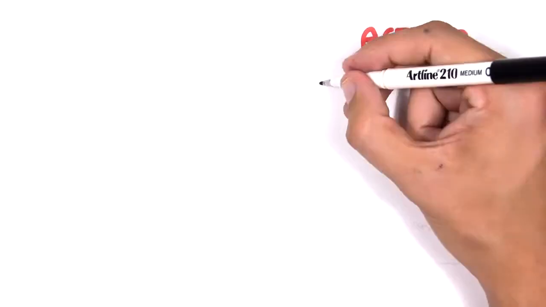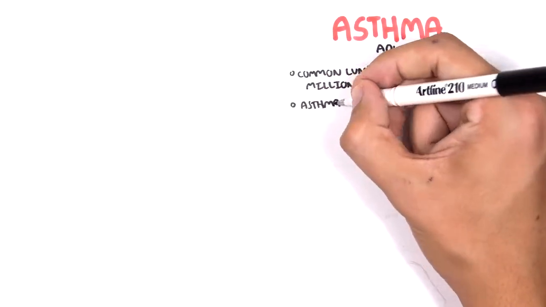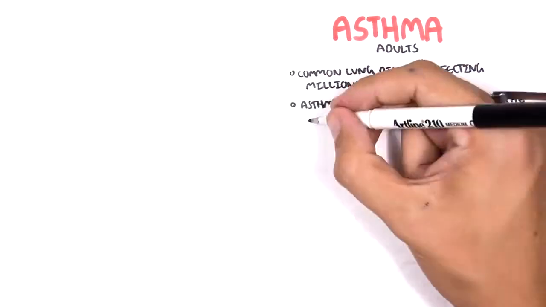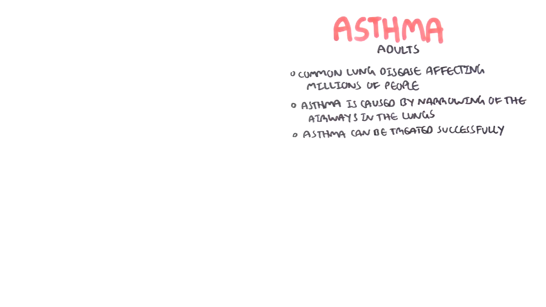In this video, we're going to look at asthma in adults. This is an overview and introduction. Asthma is a common lung disease affecting millions of people. Asthma is caused by narrowing of the airways in the lungs. Asthma can be treated successfully and is also related to other atopic disorders.